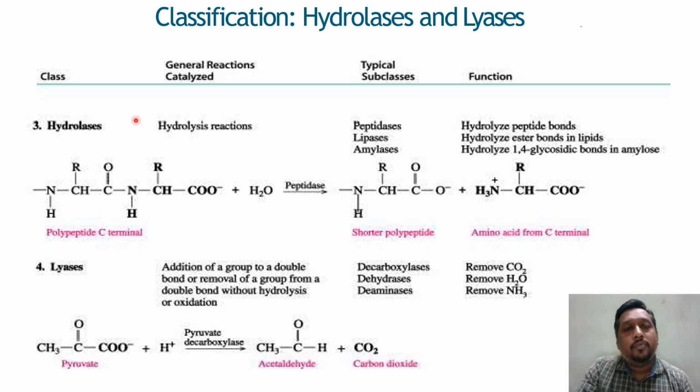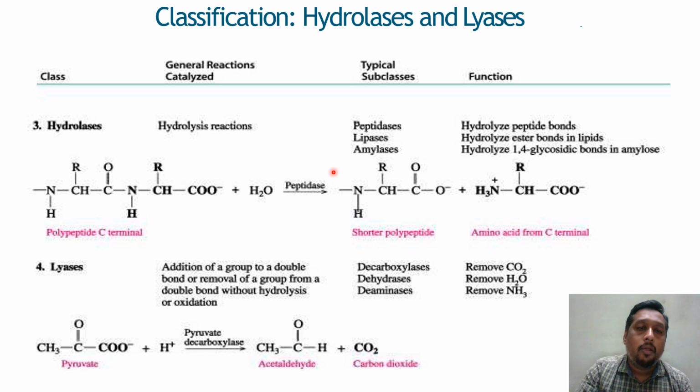So the third type is hydrolysis, the general reaction catalyzed being hydrolysis. Typical subclasses include peptidase, lipase, and amylase. Peptidase functions as hydrolysis of a peptide bond. Lipases function as hydrolysis of ester bonds in lipids. I hope you all know what lipids are. Amylases hydrolyze the glycosidic linkages in amylose, which is nothing but carbohydrates. The glycosidic linkages are predominantly found in carbohydrates.